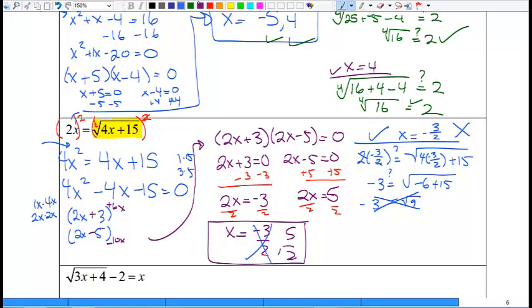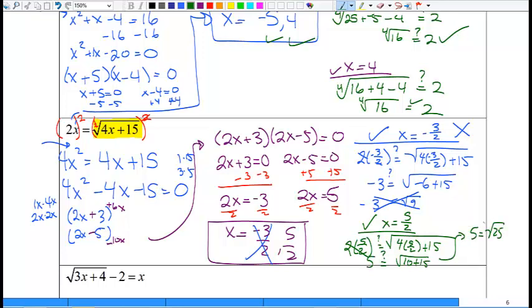Now, I cannot say at this point if the other one is or is not. I have to check it totally independently. So if I take 2 times 5 halves, that's supposedly equal to the square root of 4 times 5 halves plus 15. The 2's divide out, that's real nice. 4 times 5 is 20, and 20 divided by 2, that's 10. So let's see, 5 is equal to the square root of 20. That is true. Okay, so the 5 halves works, but the negative 3 halves doesn't. That's not our fault, okay? So the answer is just 5 halves.